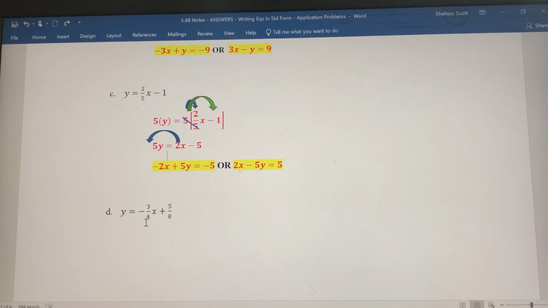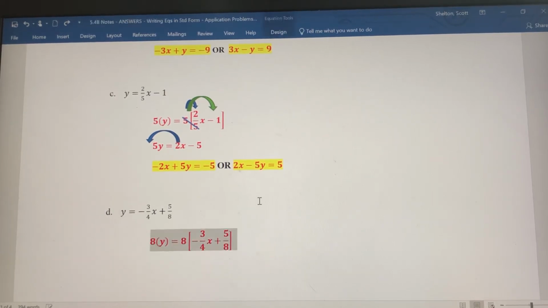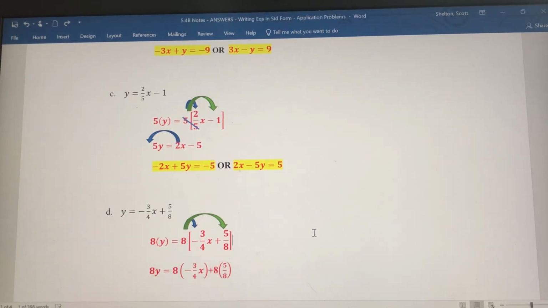The common denominator, here I've got a 4. Here I've got an 8, so we want the least common denominator that these could have in common, okay? And that's going to be 8. So I'm going to multiply the left side by 8, and I'm going to multiply the right side by 8, okay? So we got to use the distributive property, okay? And I'm going to show this step because I need to simplify a couple times. So 8 times y simplifies to 8y. Notice I've got 8 times negative 3/4 x. And I've got 8 times 5/8, okay?